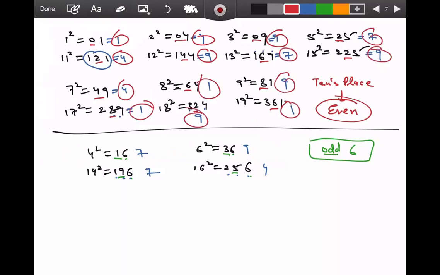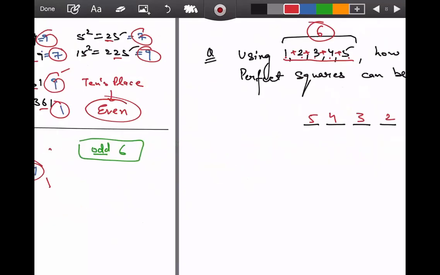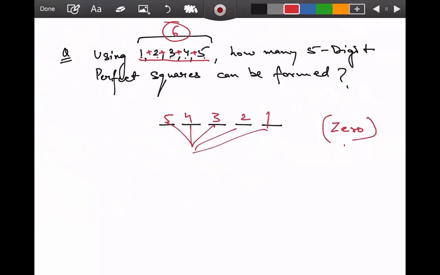So this is a difficult as well as a very easy question. Do I ever get 6 as my digital sum? Never in a perfect square. 1 मिला, 4 मिला, 9 मिला, 7 मिला, कुछ भी कर लो. 6 कभी आएगा ही नहीं. यहाँ पर you add these, you get 6. No perfect square will ever be formed. So answer is 0. समझ आया?